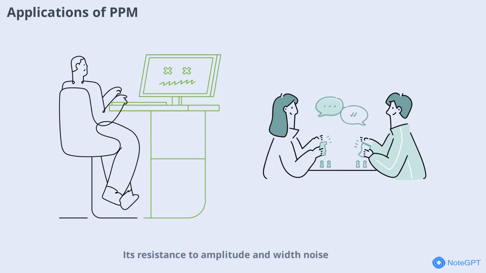Its resistance to amplitude and width noise makes it ideal for environments with high interference. PPM is also used in some wireless communication protocols, where timing accuracy can be maintained. Understanding PPM helps in designing robust and reliable communication systems.